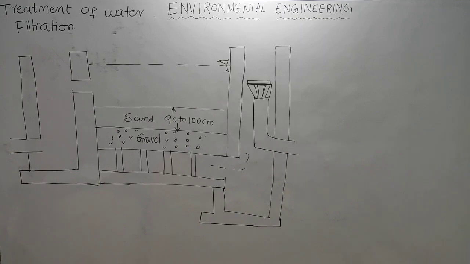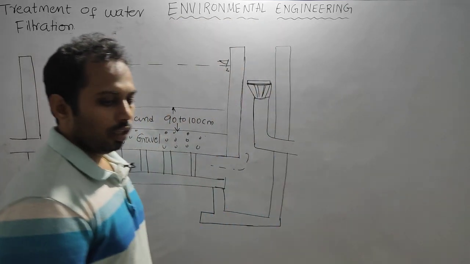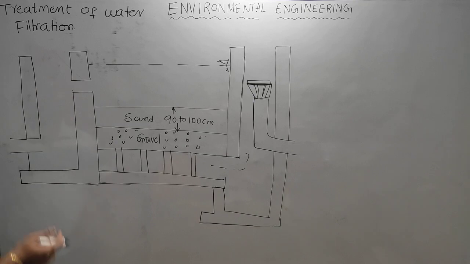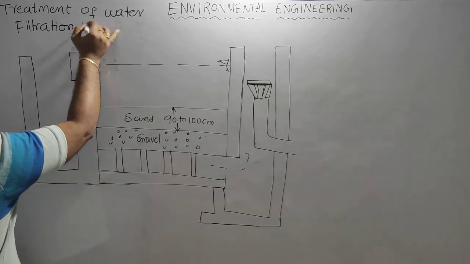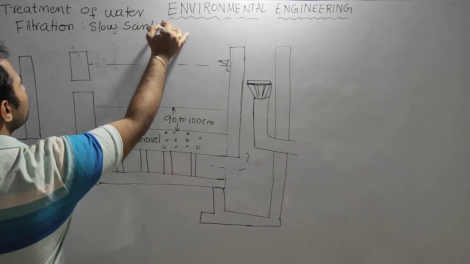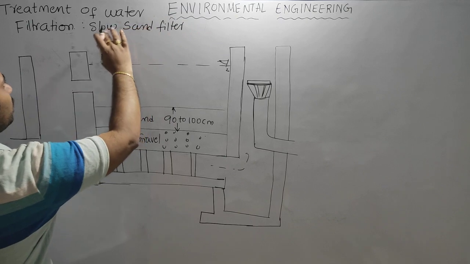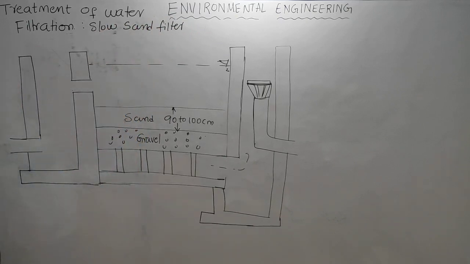In the previous session we discussed the mechanisms of filtration. Now we are discussing the filters one by one. This is the schematic view of a slow sand filter. So this is a slow filter having sand as a filter media. That is why we call this a slow sand filter.